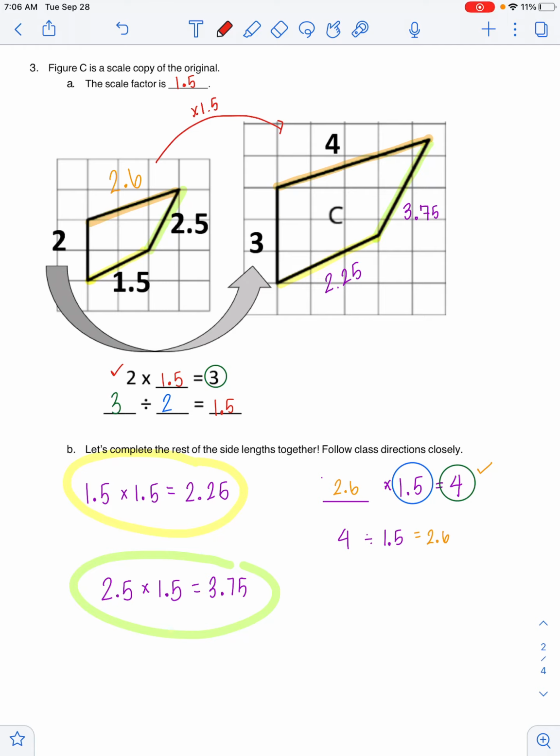Your Khan Academy assignment is going to be very similar to this problem. The most important thing to remember is that once you know a scale factor, like 1.5, you can use inverse operations, like this example right here, to figure out what you're multiplying by to produce your unknown side length.